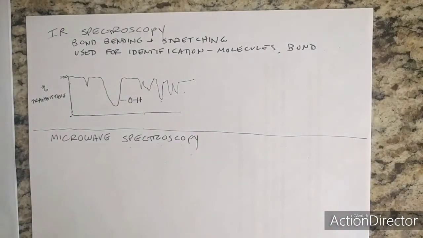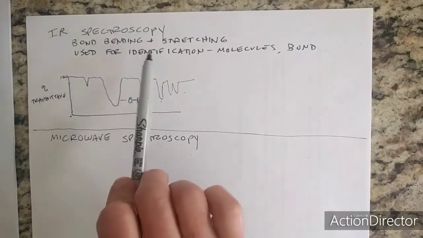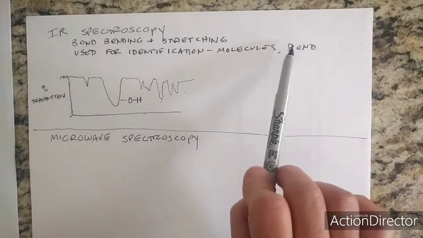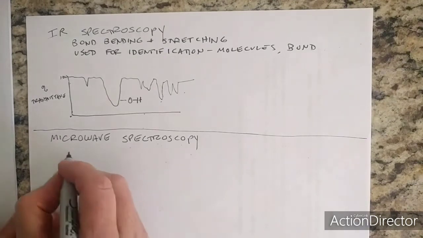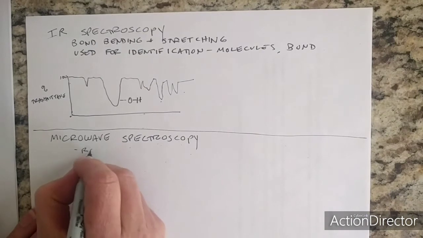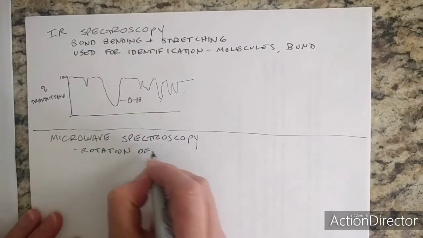If we get into organic chemistry, there's lots and lots of stuff for IR spectroscopy, but for us, it's used for identification of molecules and bonds, and it causes bond bending and bond stretching. And then for microwave spectroscopy, that's a low energy form of EMR, and this causes rotation of molecules.